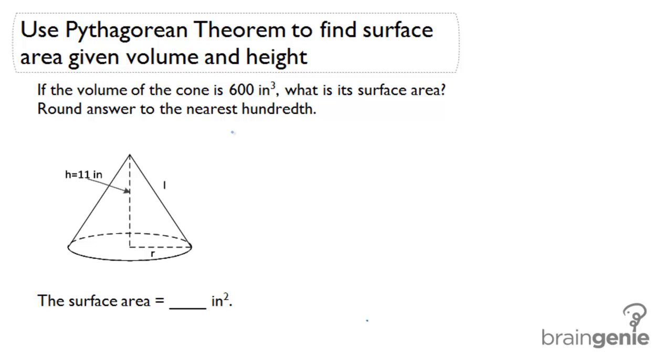Find the surface area given the volume and the height. For this problem, if the volume of the cone is 600 inches cubed, what is its surface area? Round each answer to the nearest hundredth. So again, I'm going to underline hundredths so I remember what to round to.